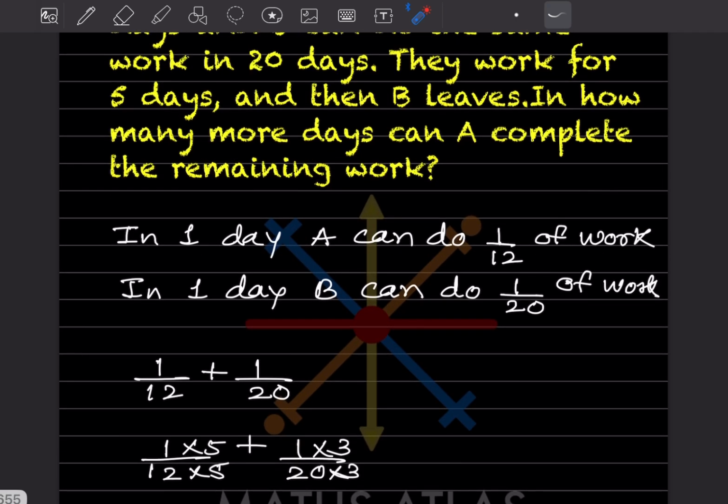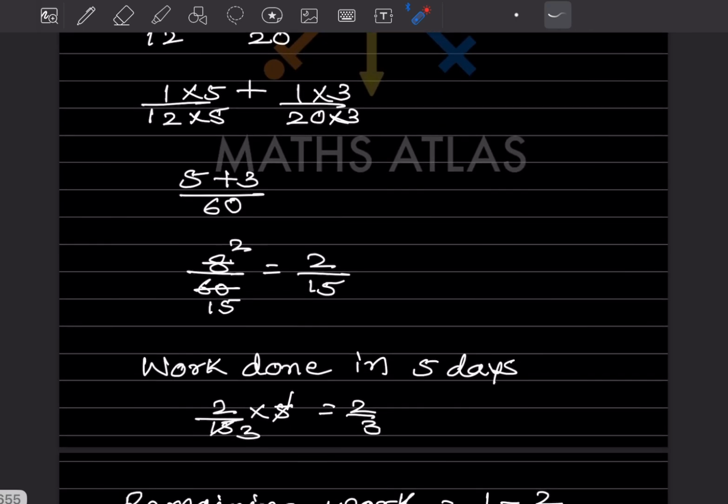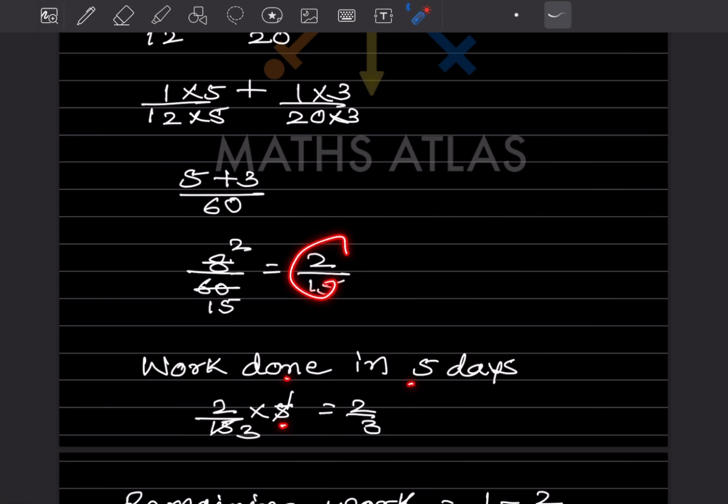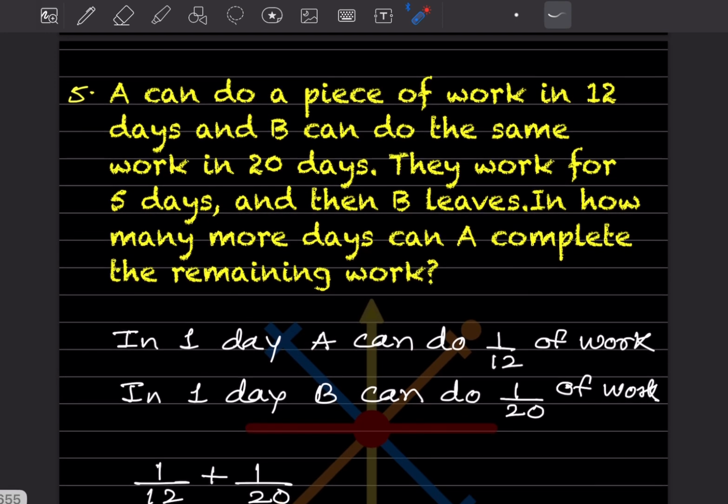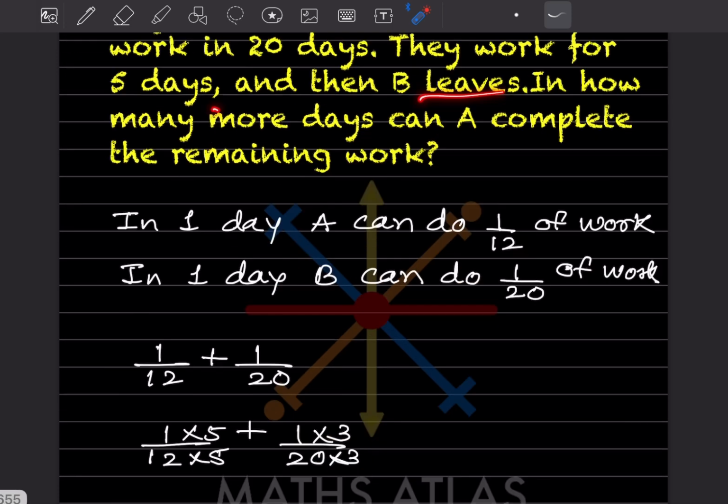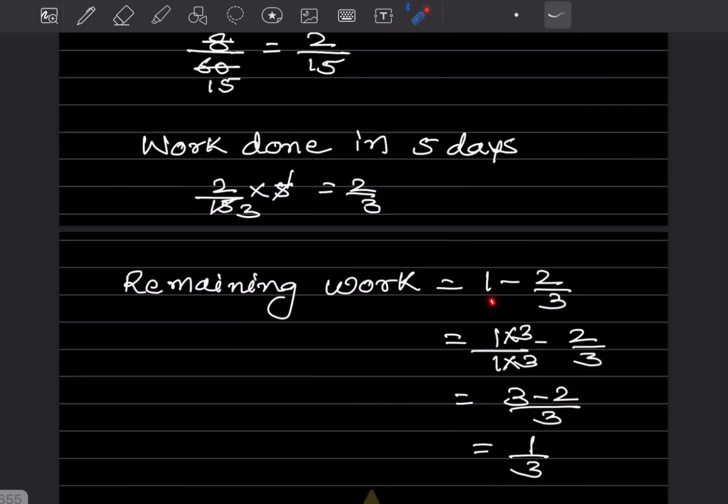So now they are working for 5 days. So what will you do? 2 by 15 into, because we have to see the work done in 5 days, so 2 by 15 into 5. After simplifying this, you get 2 by 3. So now what happens? They work for 5 days and then B leaves. So now the remaining work will be, from 1, you have to subtract 2 by 3. So again here, this is multiplied by 3, because here you can see 3. So the LCM is 3. So this will be 3 minus 2 by 3, which is going to be 1 by 3.